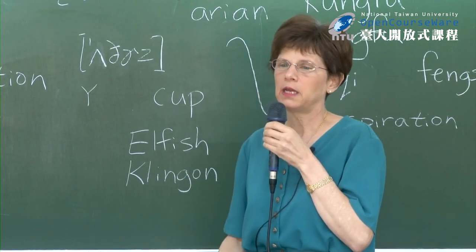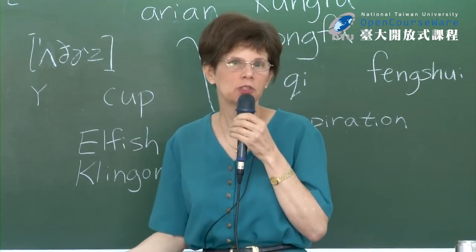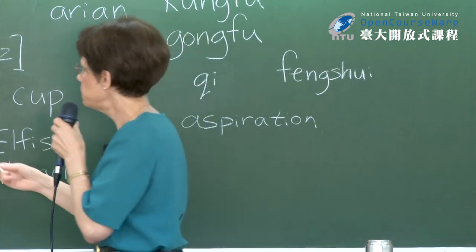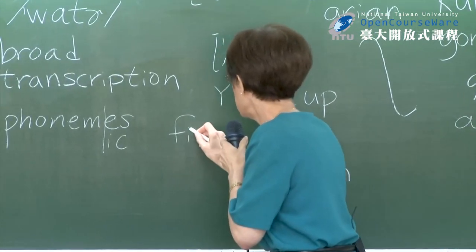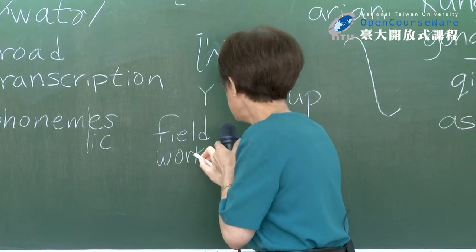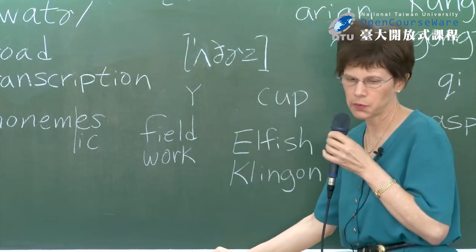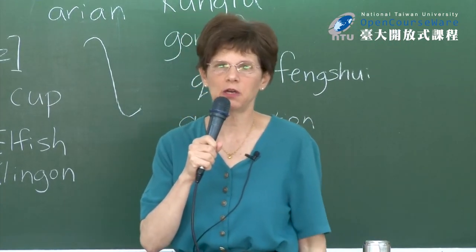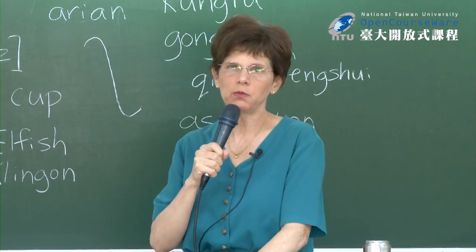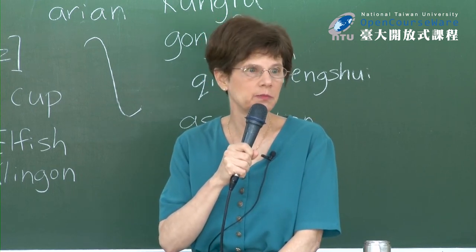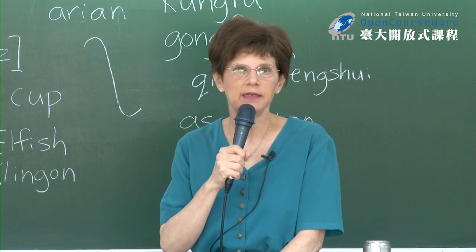There we go, right. If you are a linguistics researcher, if you're a linguist and you're doing field work on an unwritten language, 田野调查, sometimes it's written as one word, field work. If you're doing field work on a language that has no writing system of its own, very often you have to invent one. Or maybe there are several writing systems and nobody can agree on which one should be used, you're going to have to decide.